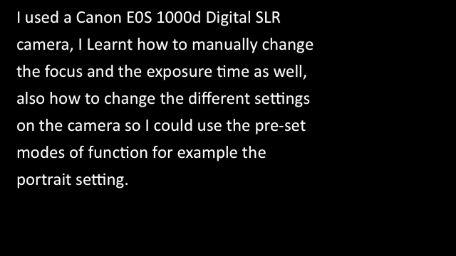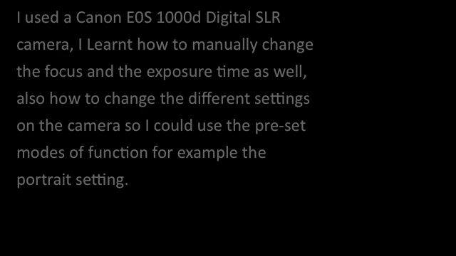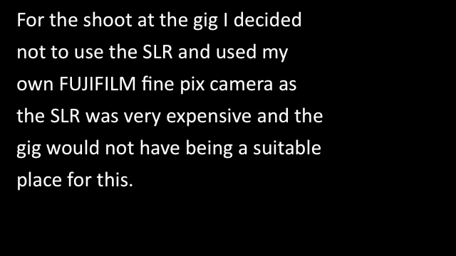I used the Canon EOS 1000D digital SLR camera. I learnt how to manually change the focus and exposure time as well. Also how to change the different settings on the camera so I could choose the preset modes of function, for example the portrait setting. For the shoot at the gig I decided not to use the SLR and use my own Fujifilm camera as the SLR was very expensive and the gig will not be a suitable place for using this.